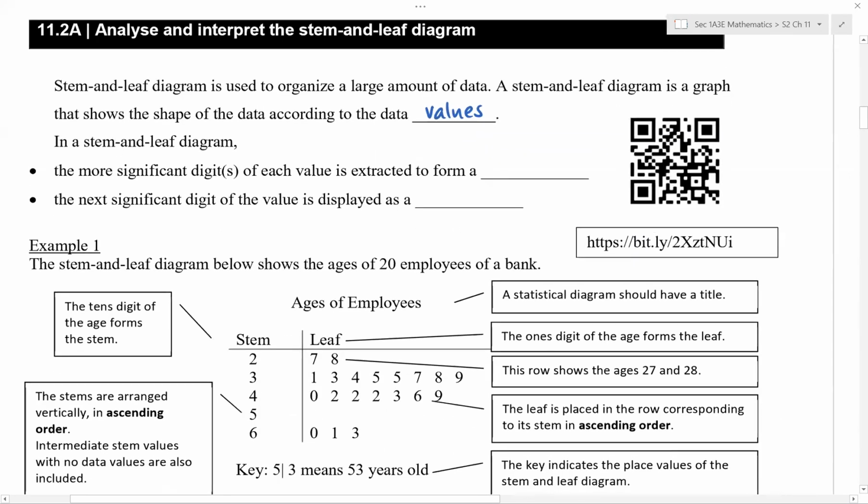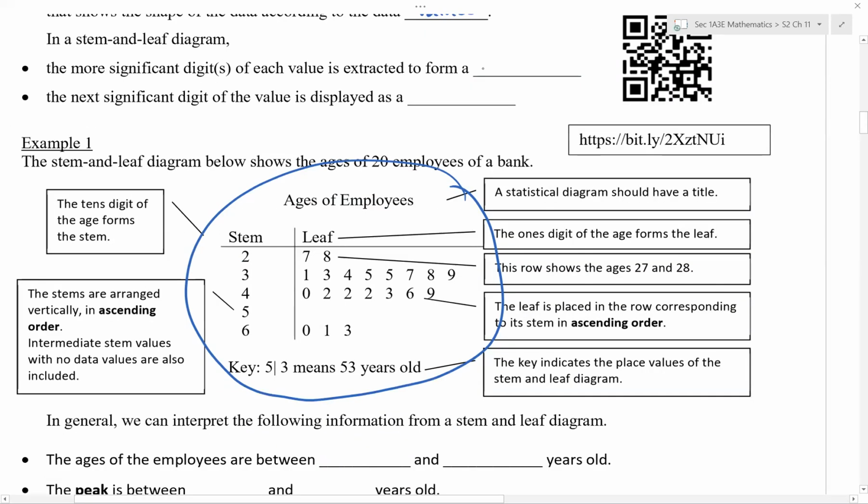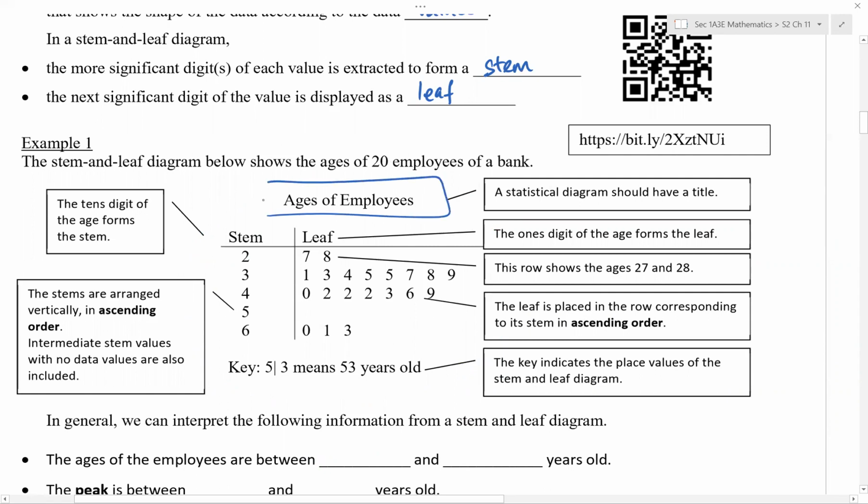In a stem and leaf diagram, the more significant digits of each value are extracted to form a stem, and the next significant digit of the value is displayed as a leaf. So in this example, number 1, the diagram shows the ages of 20 employees in a bank. So this diagram has a title on the age of the employees.